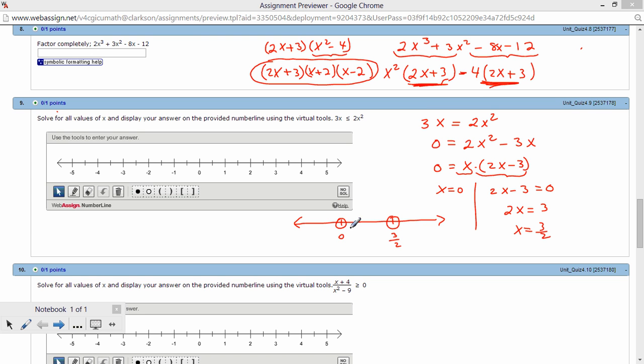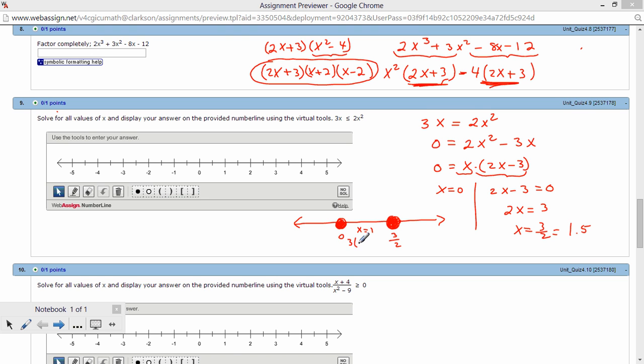Now, do the numbers themselves get filled in? Well, because we have equality, right? Less than or equal to, those numbers get filled in. You want to use the closed in bubble, right? And then you got to test numbers in each interval. It's probably noteworthy that 3 halves is 1 1/2, 1.5. Okay, and so a good test number right in here would be the number 1.